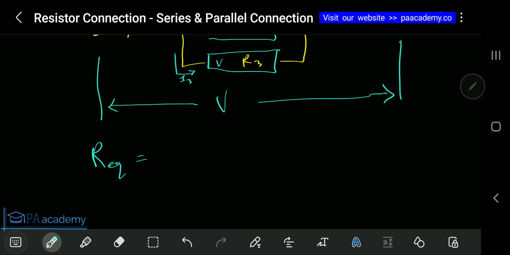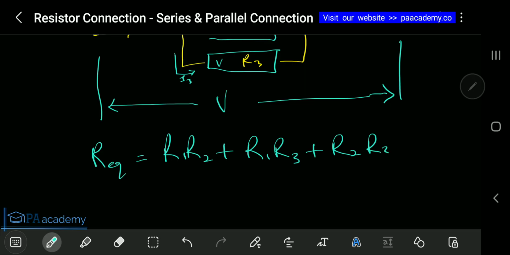Just like I said when I was doing series, most questions will not ask you to look for the equivalent resistance for 2 resistors. They always give 3, 4 like that, because it's a little complicated, but if you understand the process, you'll be fine. So that's why I want you to take that as an assignment. You're going to have something like this: R1R2 plus R1R3 plus R2R3 over R1 plus R2 plus R3.